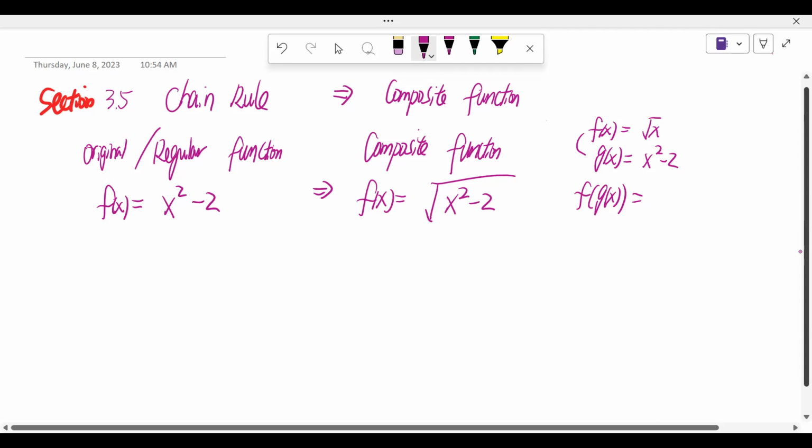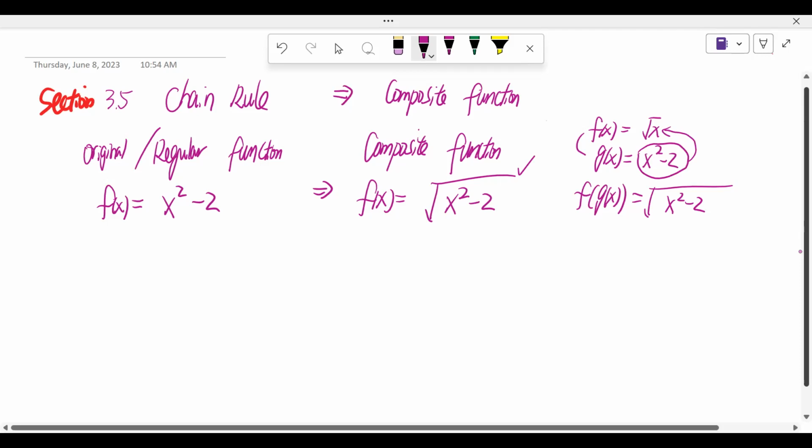You go back. This is still based on the function f of x. Now you go back, replacing x here with the given function g of x. So this x here becomes this element, it goes in here, and you end up with x squared minus 2. So this new composite function is a composition of two functions, f of x and g of x.